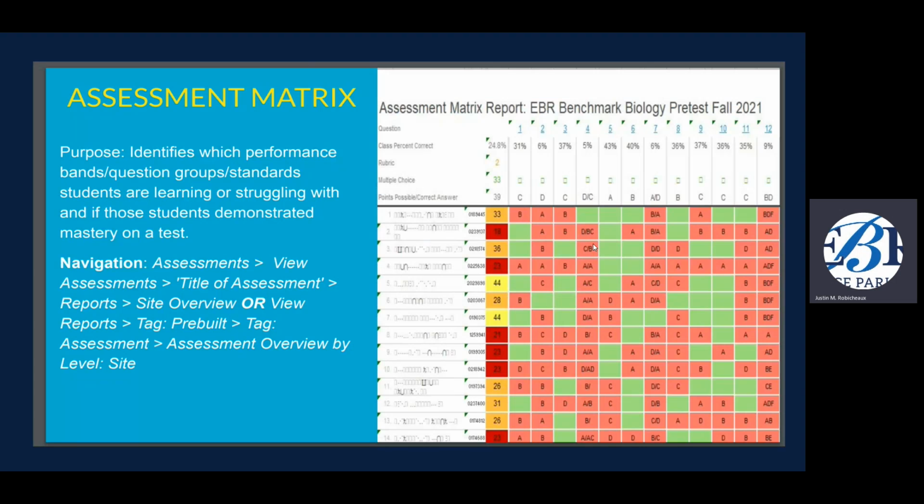This is a snapshot of what the assessment matrix will show. Along the top, you will see that it is identified by question number. Questions 1 through 12 are listed here for us to see. Directly underneath the question number is the percent that the class scored on that question. Further down, you will see the correct answer. And then underneath that large black line is where the student level data begins. The first thing you will see is the student overall score. Then from there, you will see each student's answer for each question.